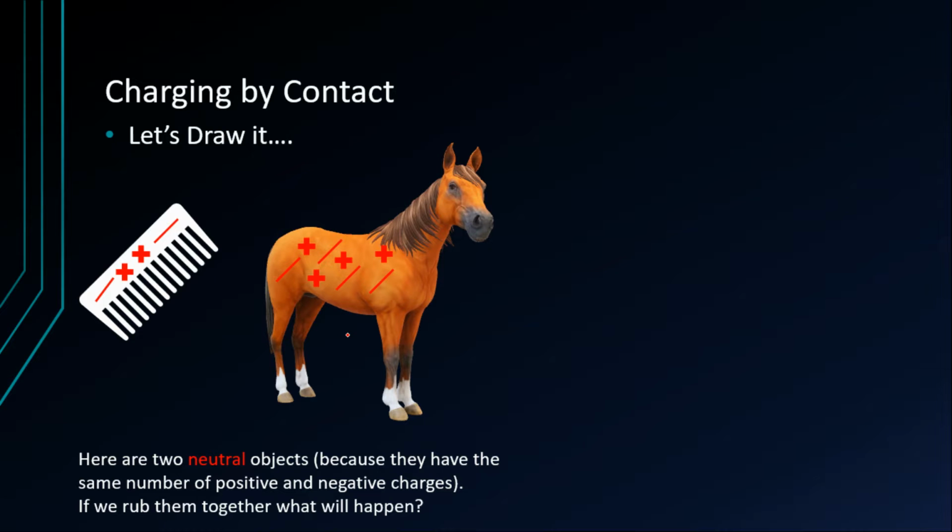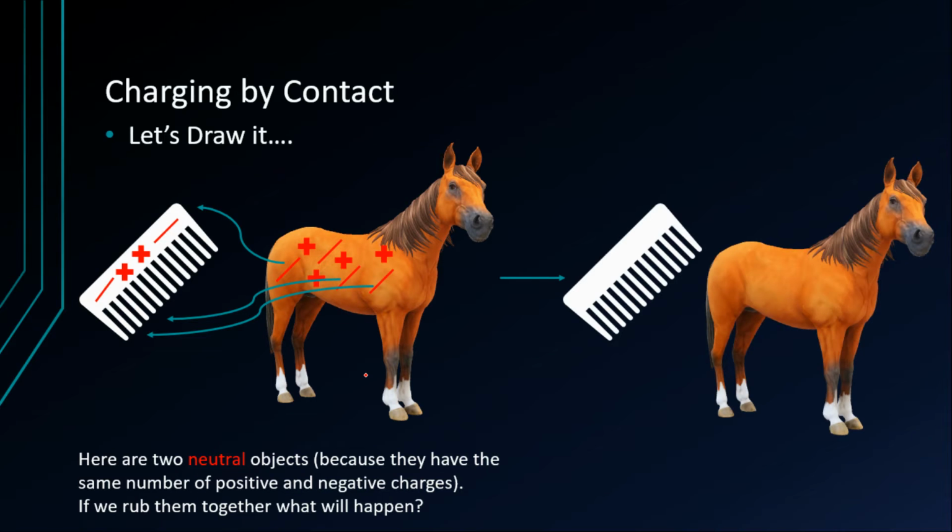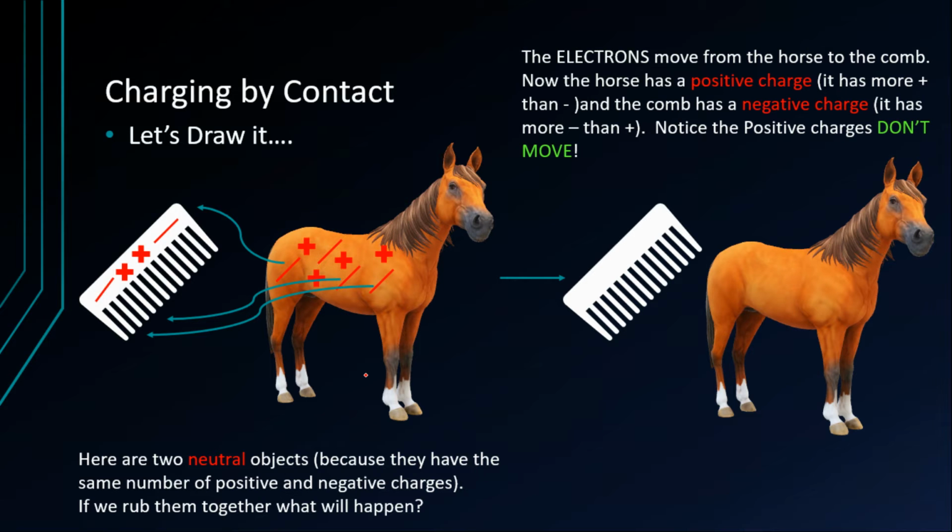So here are 2 neutral objects because they have the same number of positive and negative charges. If we rub them together, what will happen? Do you have a guess? Okay, so if we rub them together, our electrons are going to move from one object to the other. And in this case, we're going to have them move from the horse to the comb. So what is that going to look like now? The electrons move from the horse to the comb. Now the horse has a positive charge because it has more positive than negative, and the comb has a negative charge. It has more negative than positives.